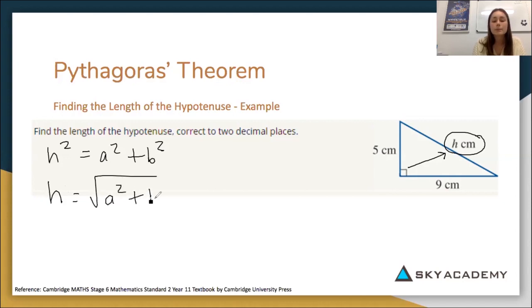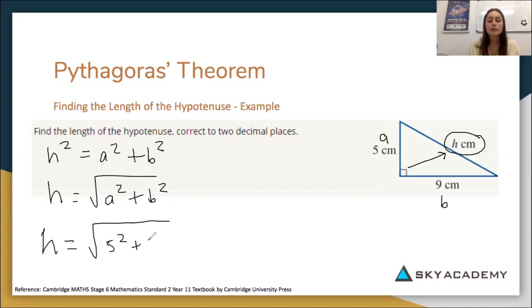So now we can sub the information into the formula to solve for H. So we don't know what H is, that's what we're trying to find. But we do know our A and our B, which are the shorter two sides. And it doesn't matter which one is which. So I'm going to make 5 A and 9 B, but you could do the opposite and make 5 B and 9 A. So then we have 5 squared plus 9 squared.